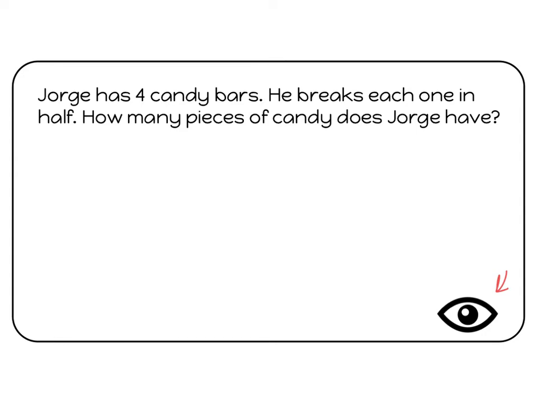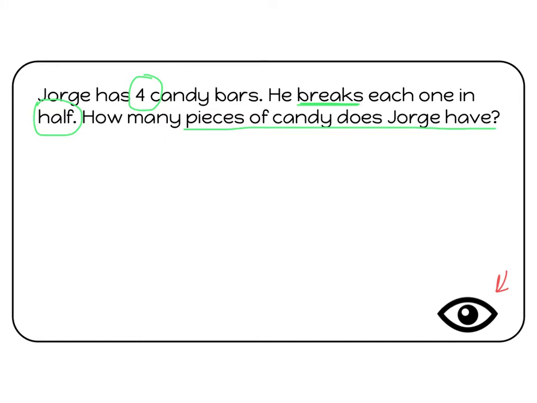Well, first off, let's look at our numbers. I notice that George has 4 candy bars and he breaks. This might be an important word. He breaks each one in half. That's a number. Half is a word, but it's also a number. Kind of tricky. And lastly, here's our question: how many pieces of candy bar does George have now?